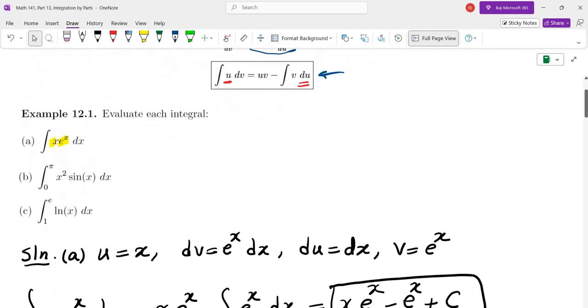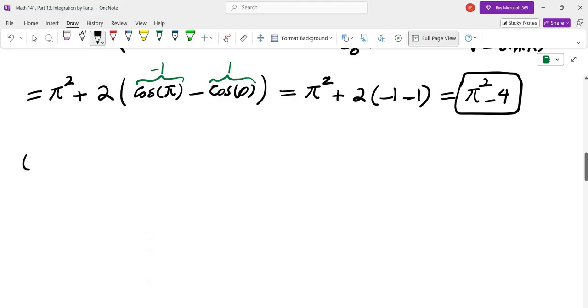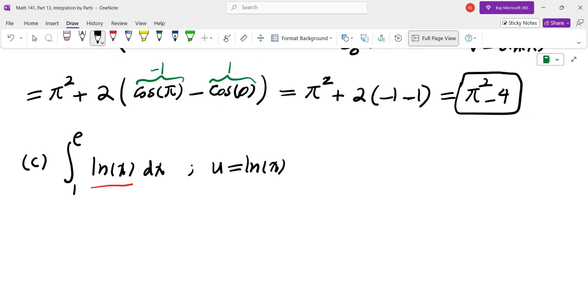So let's look at the next part of this problem. The next part is the integral from 1 to e of natural log of x dx. We need to take u as the part of this integral that is easily differentiable and v as the part that is easily integrable. There's really just one part here, natural log of x. So that's the natural choice for u. So u equals natural log of x, and the remaining part is dv.